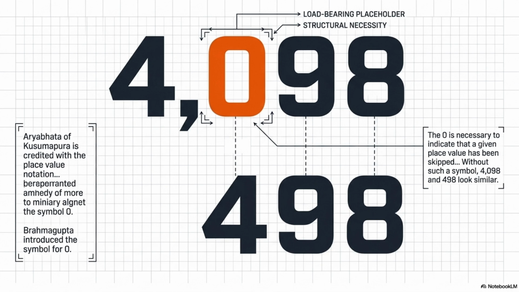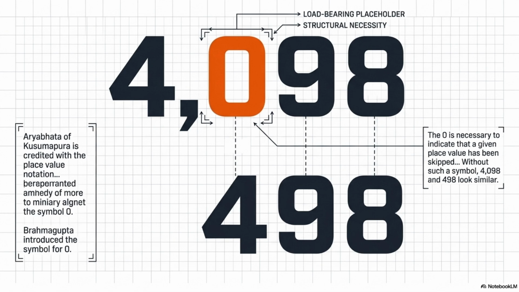Well, what's fascinating here is that nothing is actually the anchor of the whole system. 0 isn't just some empty void. It acts as a mandatory placeholder for skipped powers of 10. A mandatory placeholder. Right. Think about it. If you leave a vague blank space on a parchment ledger, the numerals 4098 and 498 look virtually identical. Oh, wow. Yeah, in high-stakes trade, that ambiguity would be completely disastrous. Exactly. So the physical symbol of 0 forces every other digit into its correct absolute position. It physically shoves the 4 into the thousands place.